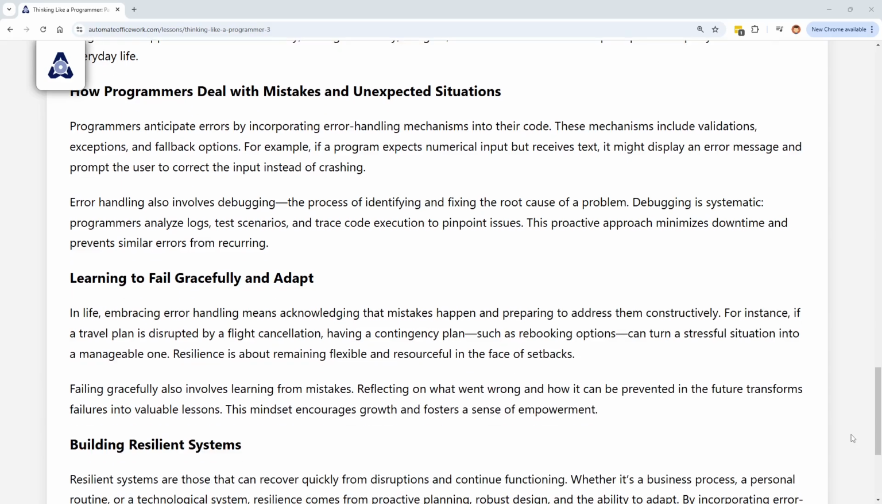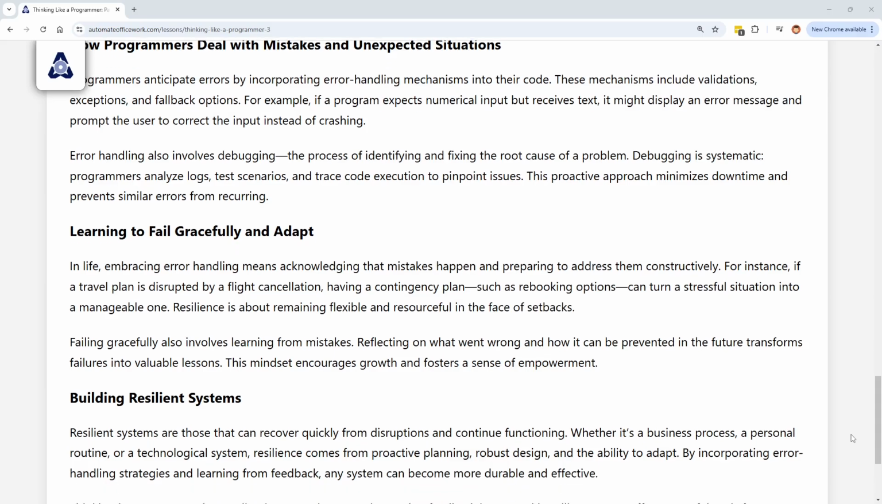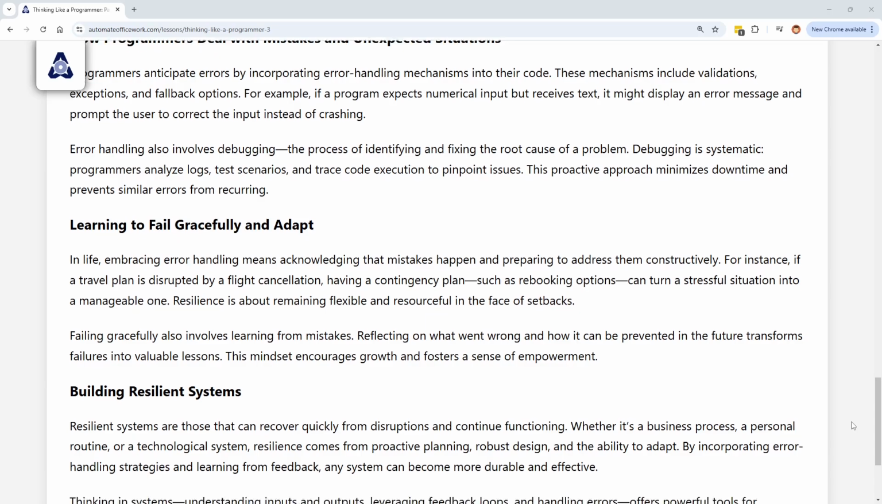Learning to fail gracefully and adapt. In life, embracing error handling means acknowledging that mistakes happen and preparing to address them constructively. For instance, if a travel plan is disrupted by a flight cancellation, having a contingency plan, such as rebooking options, can turn a stressful situation into a manageable one. Resilience is about remaining flexible and resourceful in the face of setbacks.